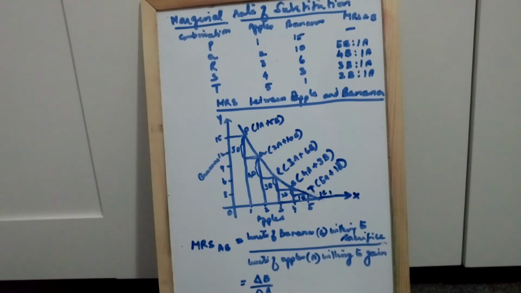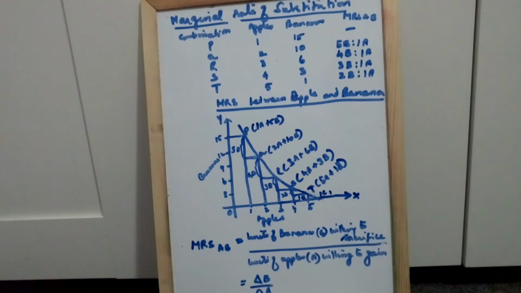So, marginal rate of substitution of apple and banana is equal to units of bananas willing to sacrifice by units of apples willing to gain. It can be simplified as change in units of bananas divided by change in units of apple, because the combination is made by adjusting the units of bananas and apples.